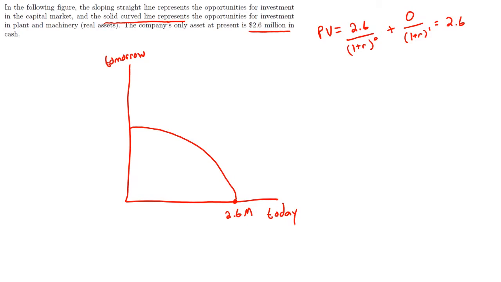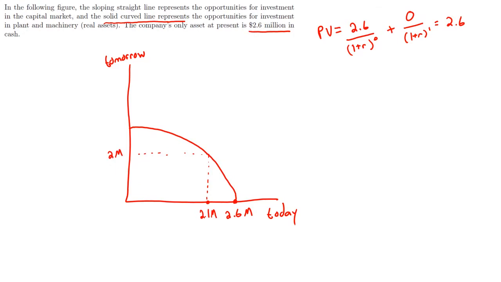So what does that mean? Let's say we were to invest up to this point, and let's say this represents 2.1 million. That means we've invested 500,000, because we had 2.6 and now we have 2.1. That 500,000 is giving us some return tomorrow, because we're investing $500,000, that'll give us some money tomorrow. Let's imagine that amount is, I'm not sure, $2 million.